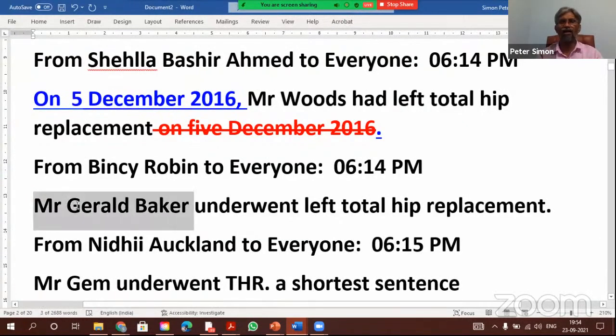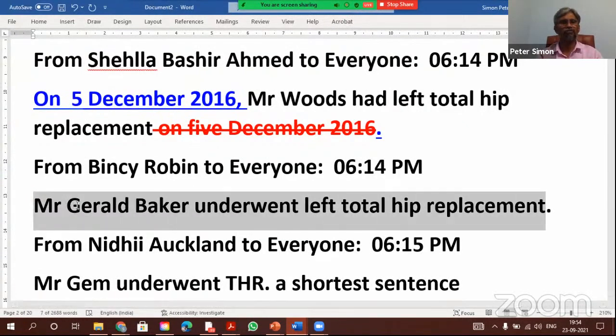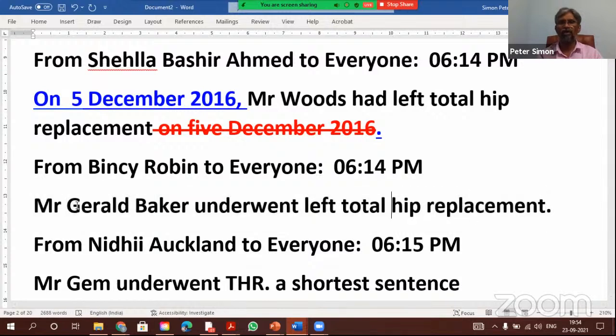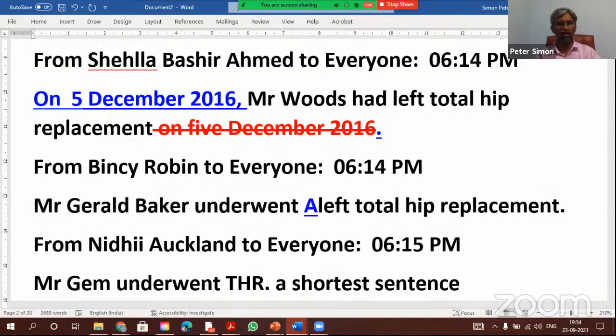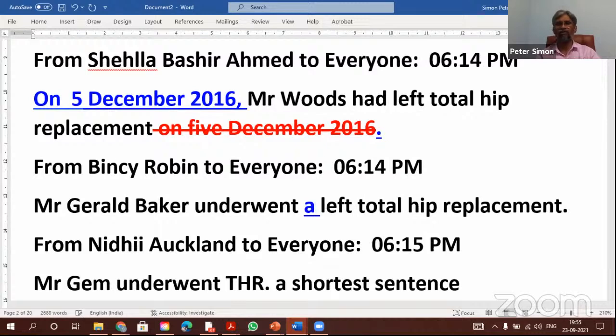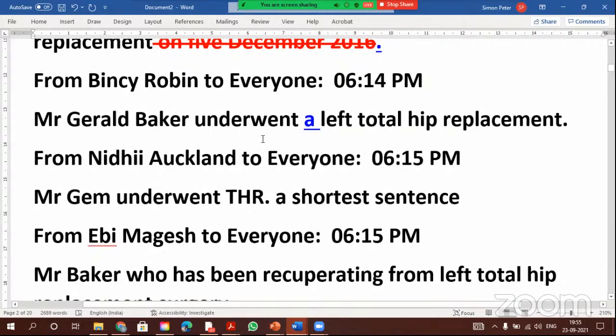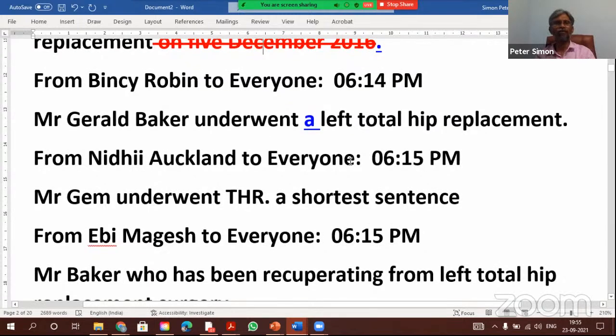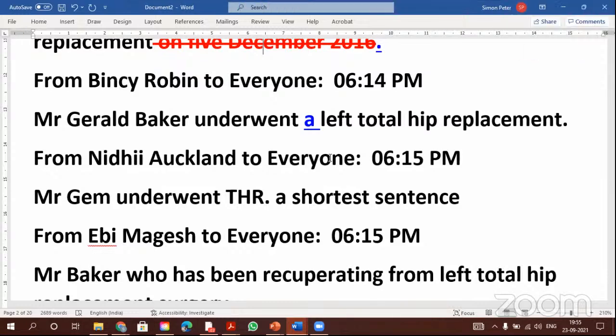Mr. Gerald Baker underwent left total hip replacement. Wrong. It should be a left total hip replacement. That is what I was telling you. When you use replacement, you have to use a. Okay, sir. Mr. Gerald Baker underwent a left total hip replacement. Fine, sir. A is important, but when you use surgery, no a. But when replacement is there, a is a must. Learn the rules. Is that clear? Okay, sir. Yes, sir.